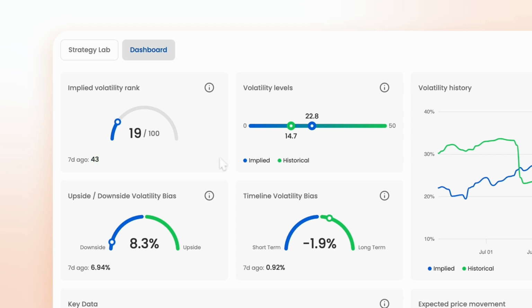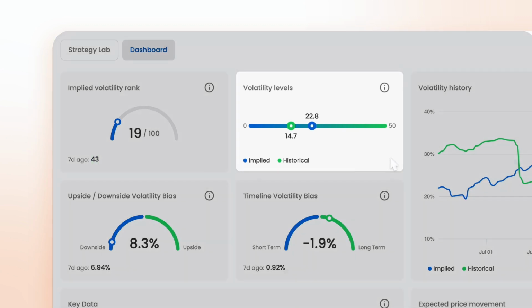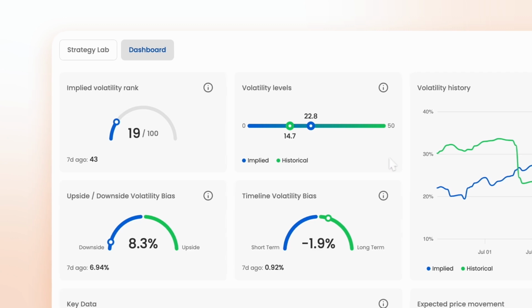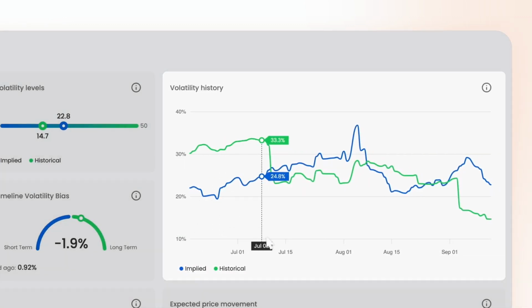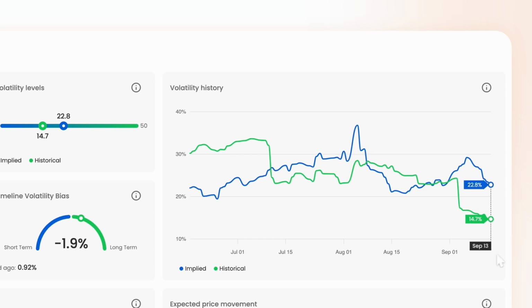To the right, the Volatility Levels widget visualizes the gap between implied and historical volatility, while the Volatility History widget plots these values over time for comparison. Apple shows a downward trend in both implied and historical volatility. However, implied volatility is still above historical levels, which could be advantageous for option premium sellers, even with a low implied volatility rank.